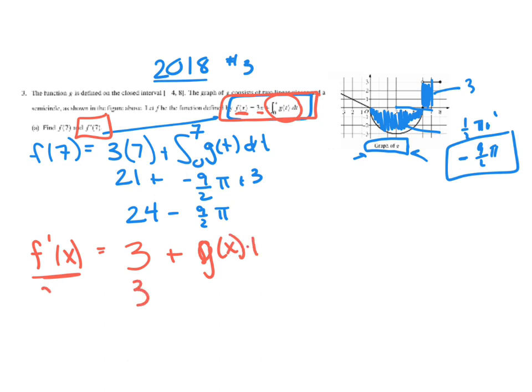So I've got f prime of 7 is equal to 3 plus g of 7. And if I look at my graph, I'm going back to g. g of 7 is equivalent to 3. So I would say 3 plus 3 is equal to 6.